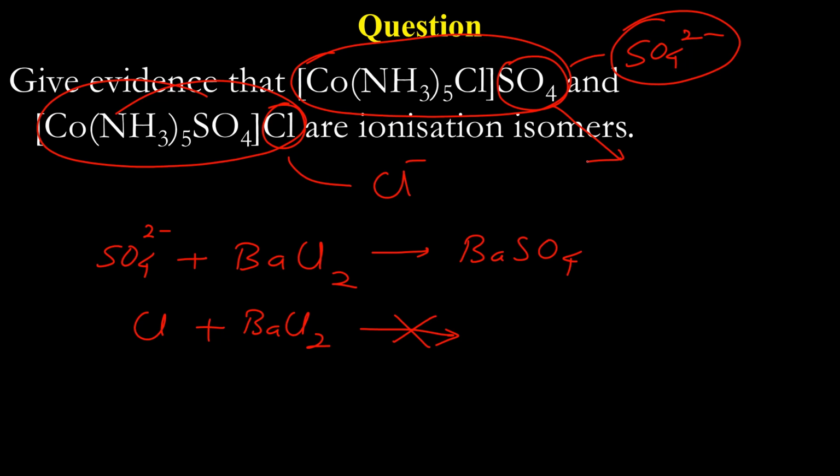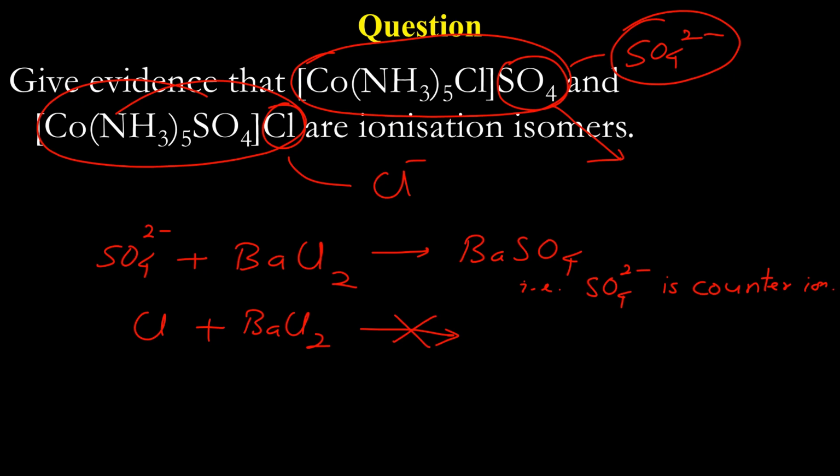Because in the first case, SO4 is outside, that will give you BaSO4, the second one will not. So you will identify that there is sulfate outside. It means sulfate is outside. That is, SO4 2 minus is the counter ion. Counter ion means primary valence ion.